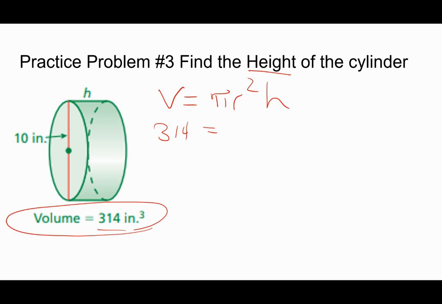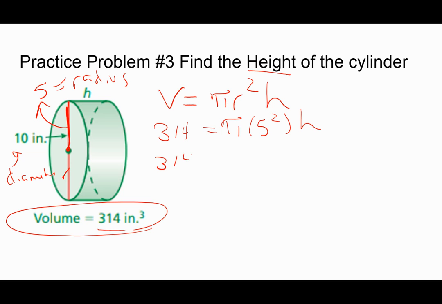Right now, this is our diameter, and the radius right here is 5. So this is our diameter, and this is our radius. So pi times 5 squared times the height. We're going to solve this as an equation, so we have 314 equals 25 pi times the height.